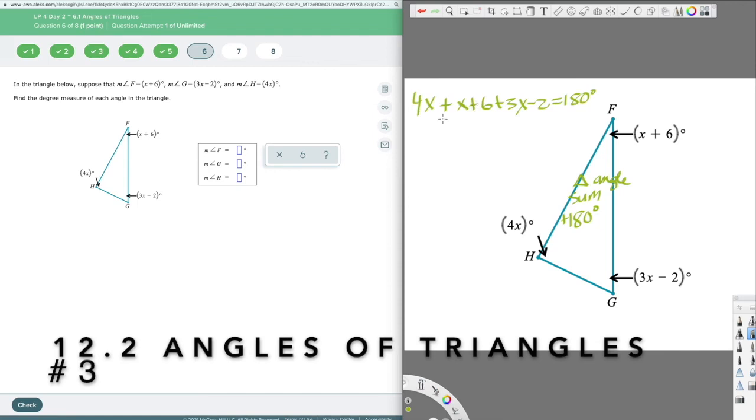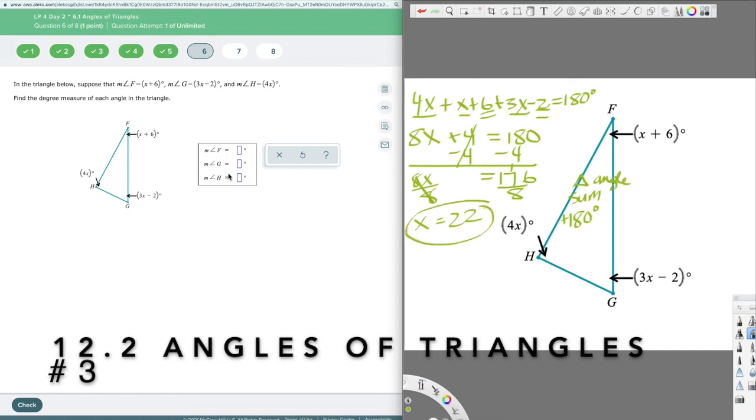So we're going to add some like terms together. So we have 4x plus 3x, so that's 8x. And then I have 6 and negative 2, so that's plus 4. 6 minus 2 is 4, equals 180. And then I'm going to subtract 4 from both sides because I want to start solving for this x. So 8x equals 176. And now I'm going to divide by 8. And x equals, let's see, we get 2 there because it goes into 16. And I have 1 left over, so it goes into 16 again, so that's going to be 22. So we have 22.